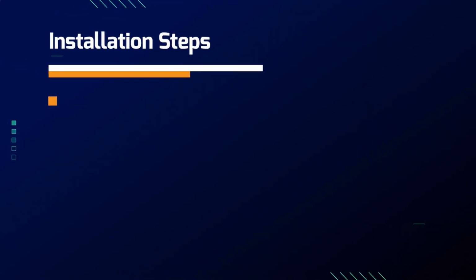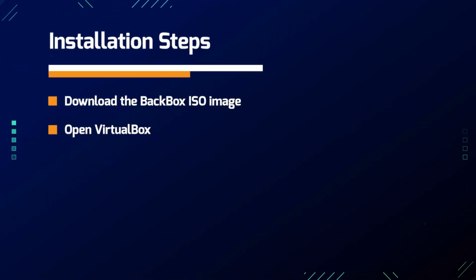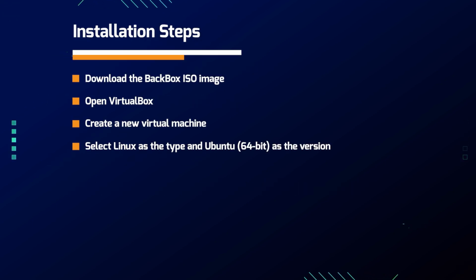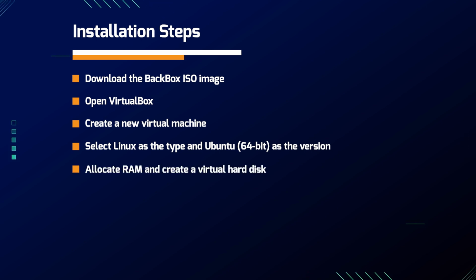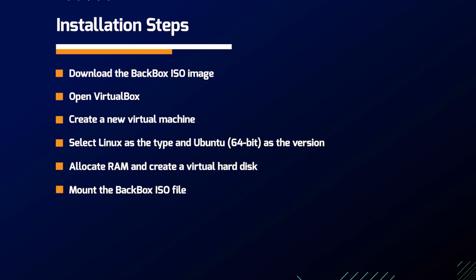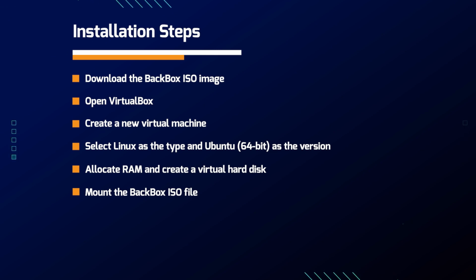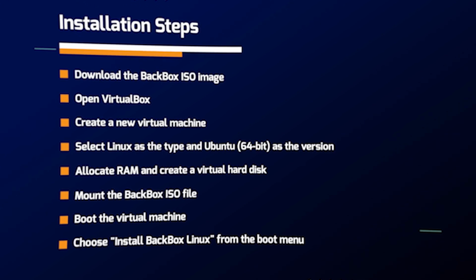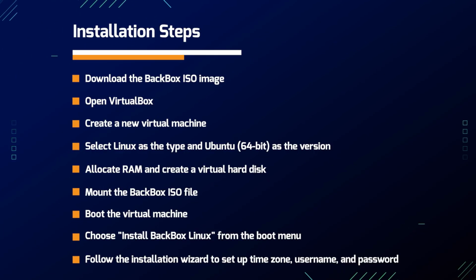Installation steps: download the BackBox ISO image, open VirtualBox, create a new virtual machine, and select Linux as the type and Ubuntu 64-bit as the version. Allocate RAM and create a virtual hard disk. Mount the BackBox ISO file. Boot the virtual machine. Choose Install BackBox Linux from the boot menu. Follow the installation wizard to set up time zone, username and password.